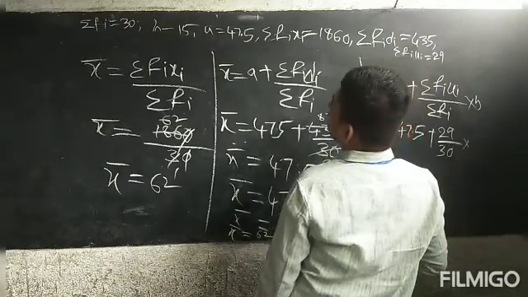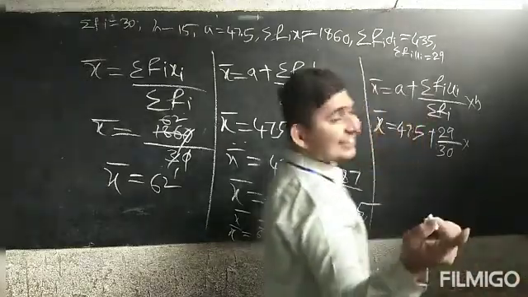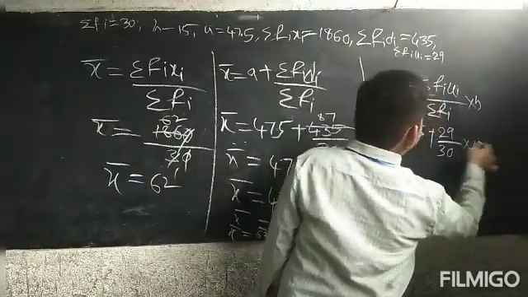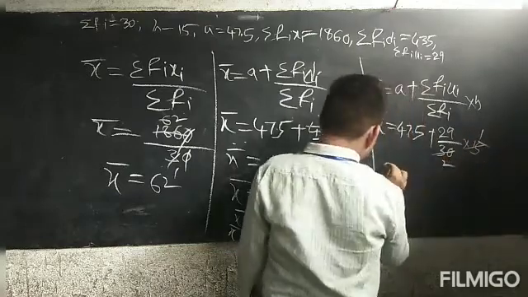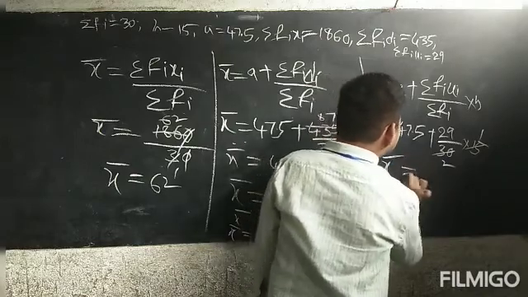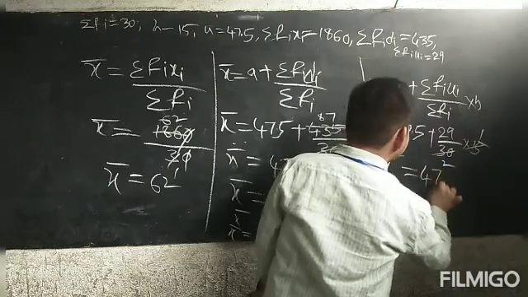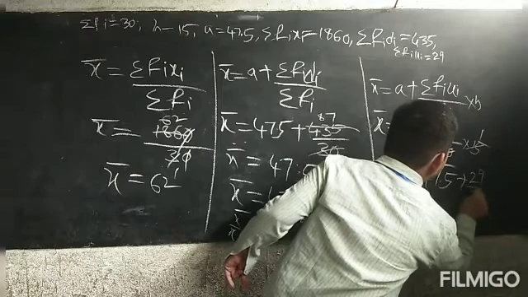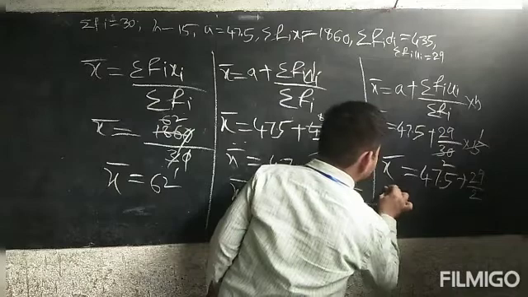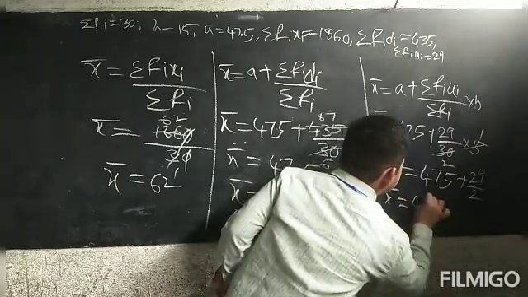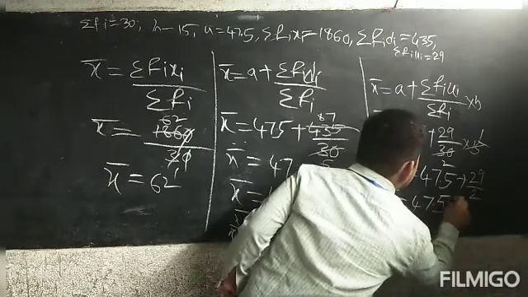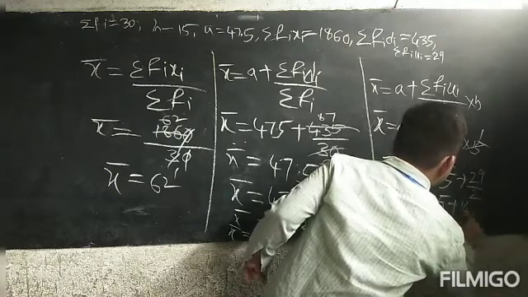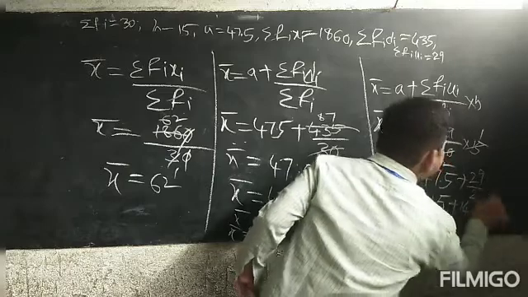Into h, where h equal to 15. 15 into 15 cancels with 30, so x bar equal to 47.5 plus 29 by 2. That is nothing but 47.5 plus 14.5.